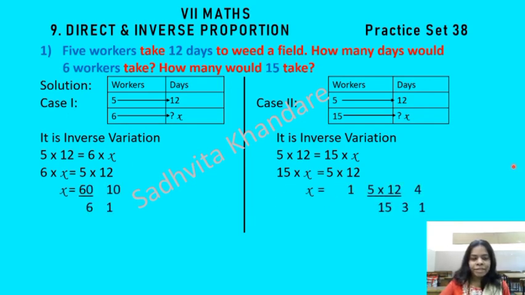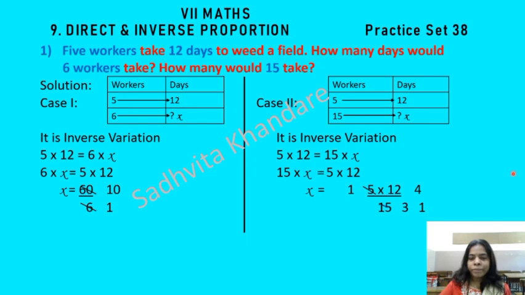Let's see what happens. 5 12s are 60 upon 6. It is cancelled also, children. Here you can see the cancellation. 6 1s are 6, 6 10s are 60. Here 5 into 12 is written in the same way and 15 has come down, divided by 15. We see some cancellation there, we'll understand it. 6 1s are 6 and 6 10s are 60. Here let's see the cancellation in this.